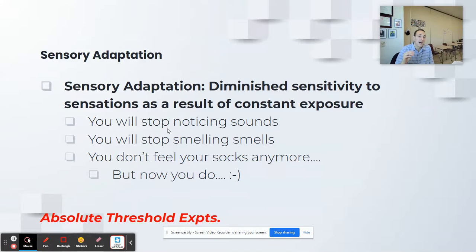So you can just stop noticing sounds. If you have a fan on when you sleep at night, which I do, or you have some background noise going on, eventually you might just stop noticing, or the sound of the road, right?